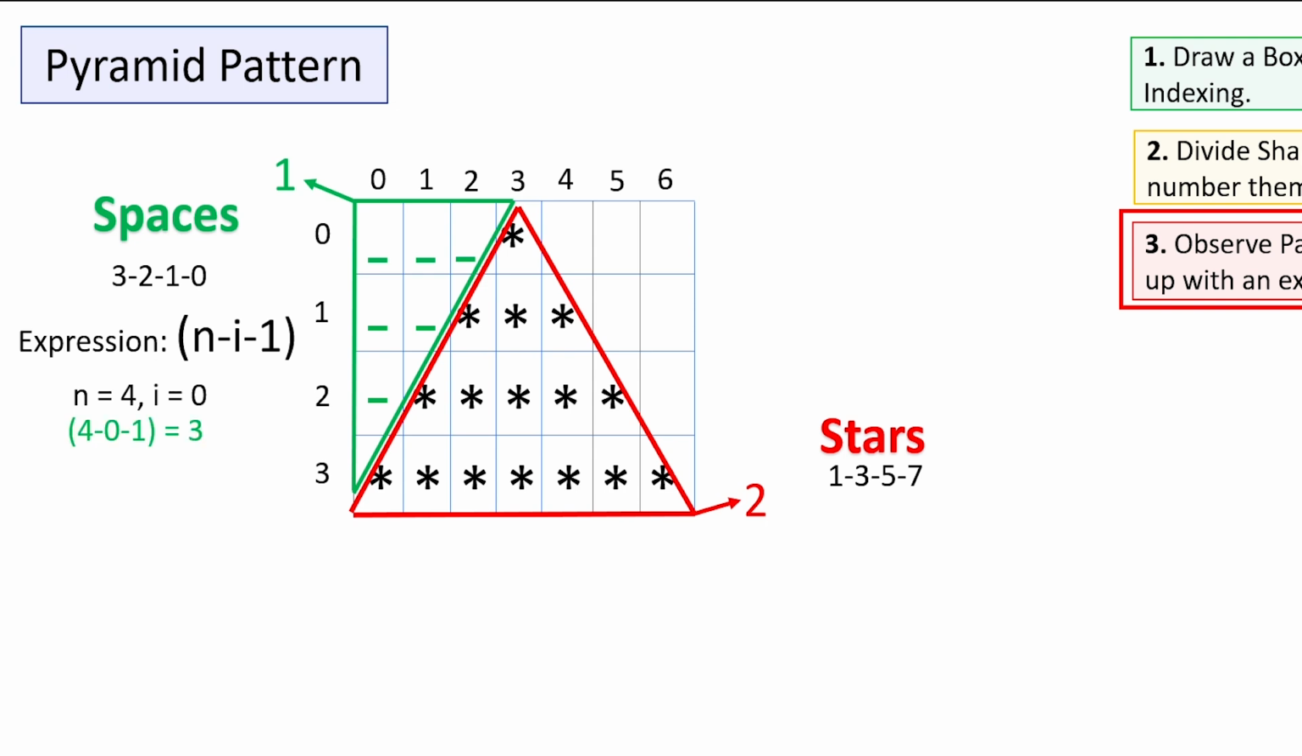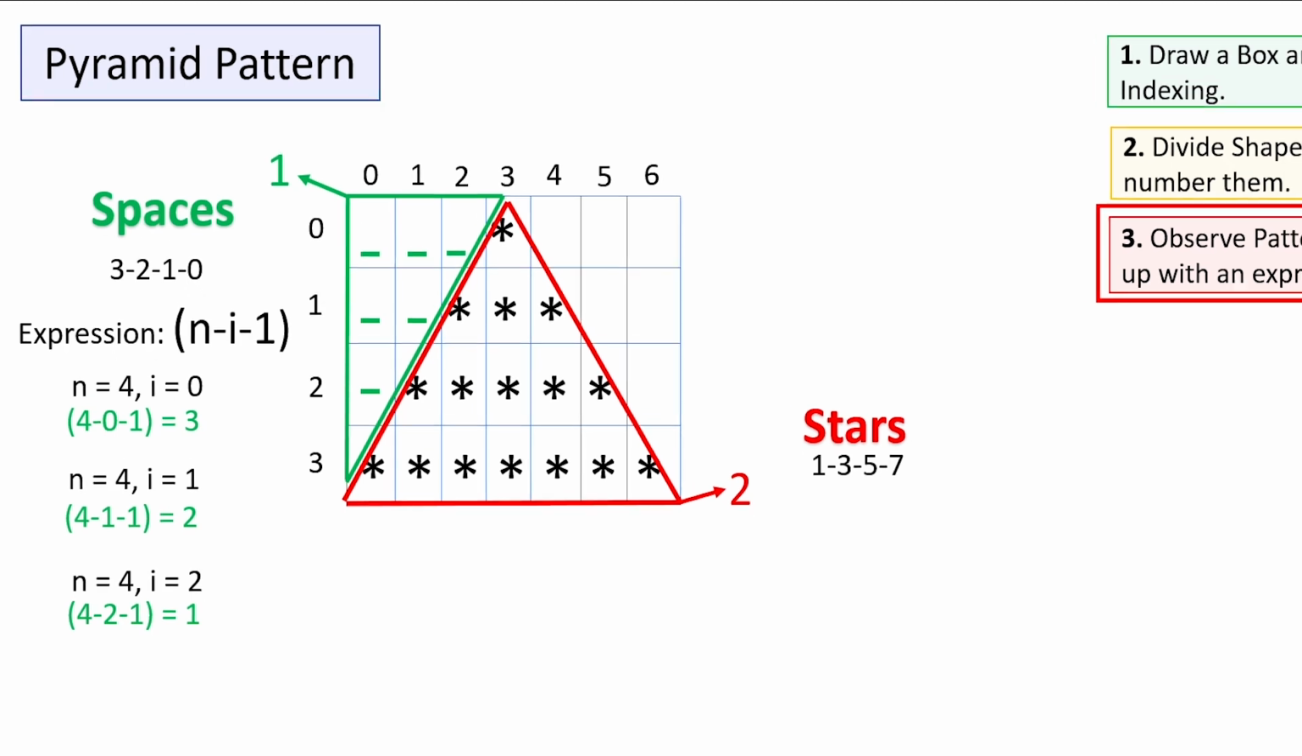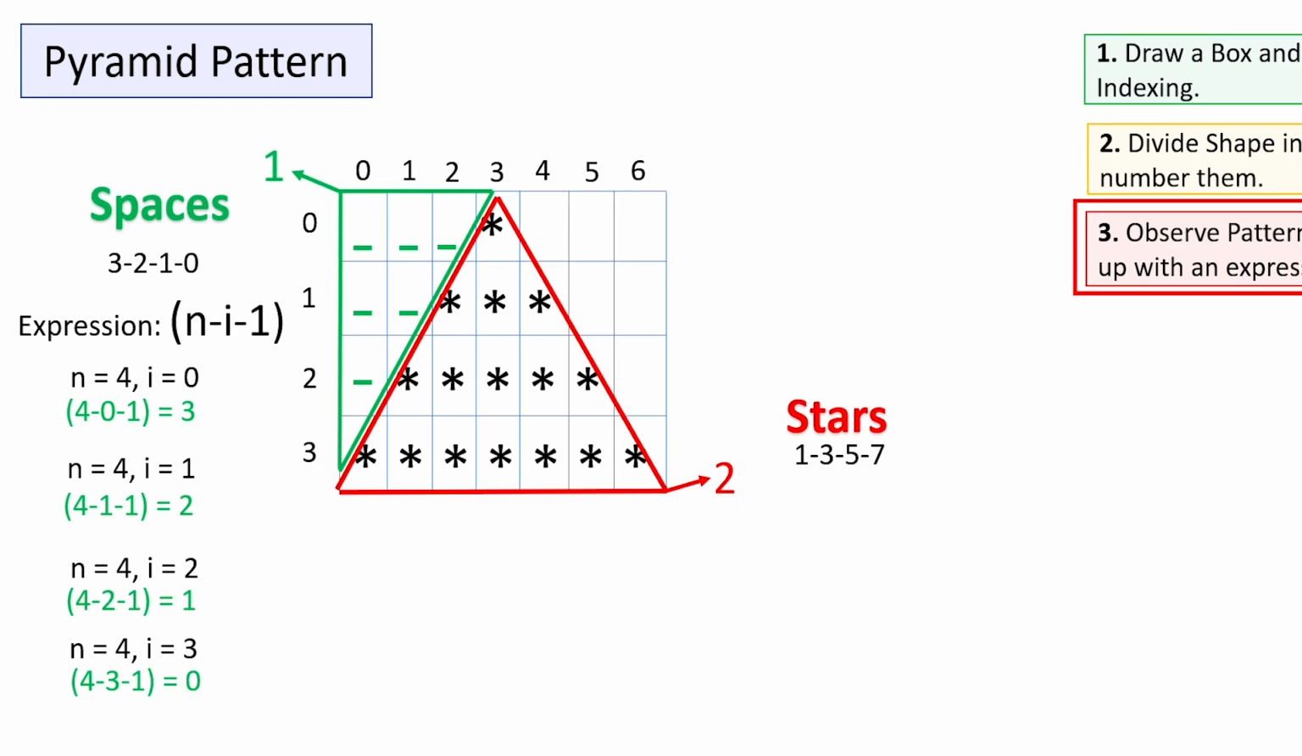So 4 minus 0 minus 1 is 3. For the second row, i becomes 1, so 4 minus 1 minus 1 is 2. For the third row, i becomes 2, so 4 minus 2 minus 1 is 1. For the fourth row, i becomes 3, so 4 minus 3 minus 1 is 0. As you can see, we are getting the same numbers as we observed earlier. So the expression for spaces is n minus i minus 1.